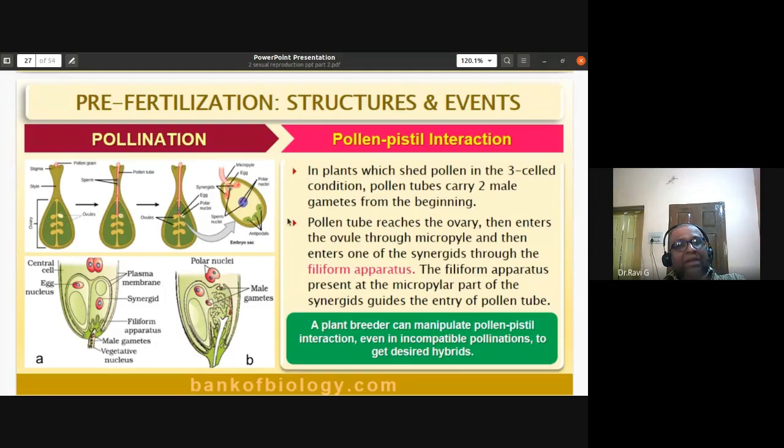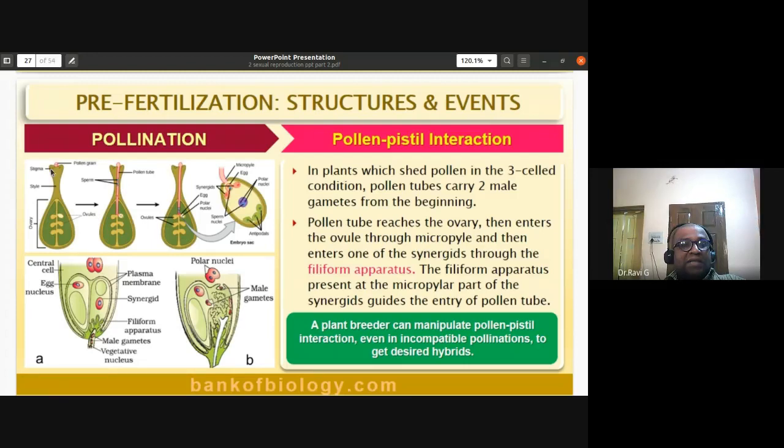Then in the plants which shed pollen in the three-cell condition, the pollen tube already carries two male gametes from the beginning. So the pollen tube reaches the ovary. They have two sperm cells or gametes; they grow, enter into the style, then enter into the ovary, then enter the ovule through the micropyle. Through the micropylar region of the ovule, they enter and then enter one of the synergids.